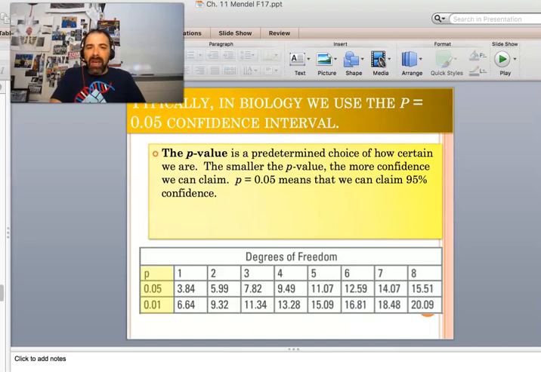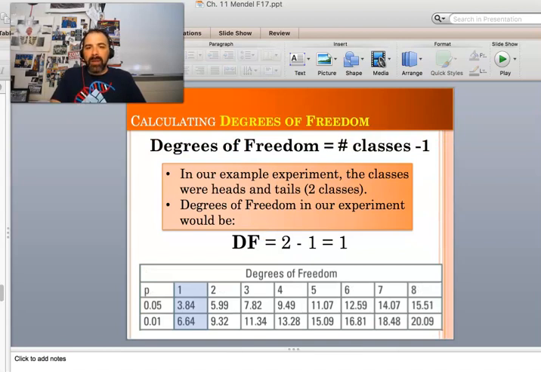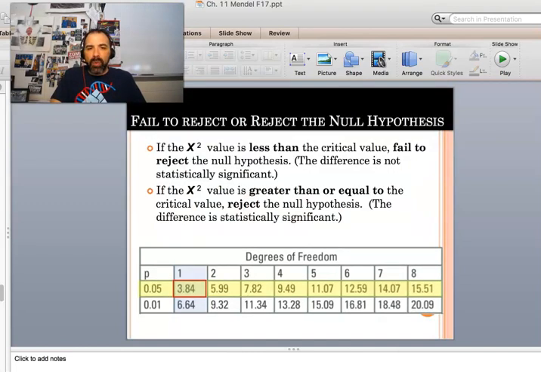And basically what a p-value is, it's a predetermined choice of how certain we are. The smaller the p-value, the more confident. So the smaller the value, the better. Degrees of freedom is the number of classes minus 1. So if we're looking at heads and tails, degrees of freedom is 2 minus 1, which would give you 1. So if you go with p 0.05 and 1, it's 3.84.